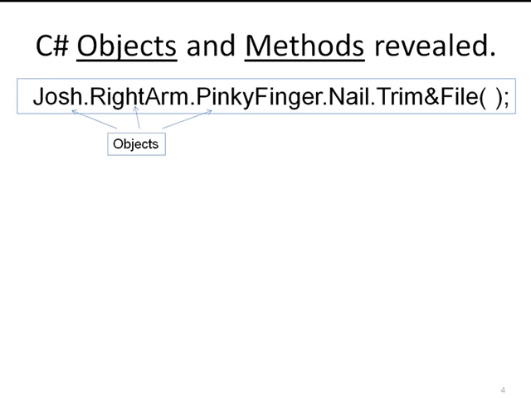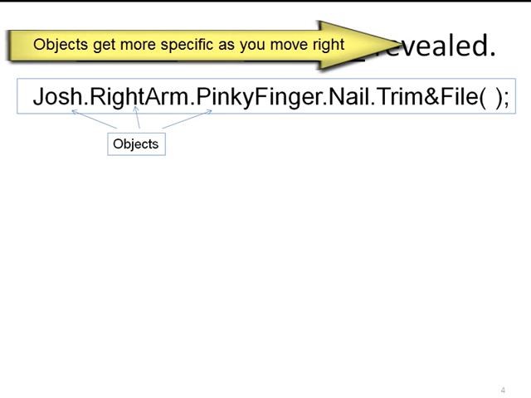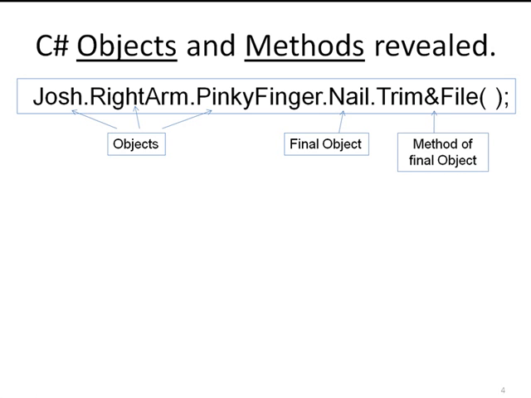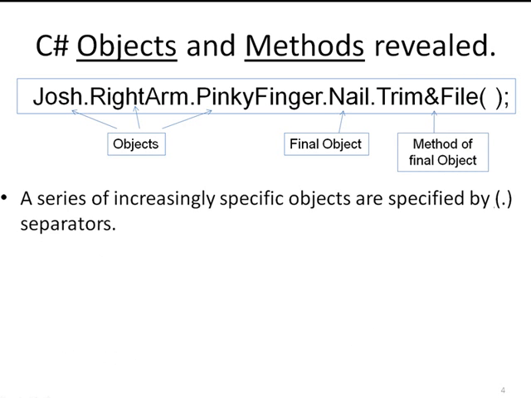Well, Josh is an object, and inside of that object, or belonging to that object, is the right arm. Belonging to the right arm is a pinky finger. Belonging to the pinky finger is another more specific noun called nail. And what do we want to do with it? Well, that's the action. File and trim. So what we have here is the final object that is going to have a method performed on it.